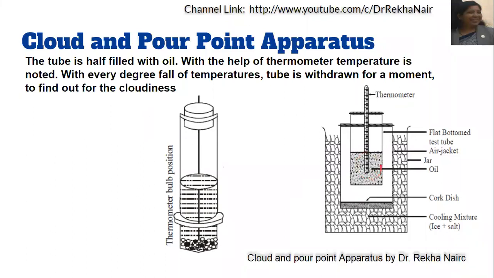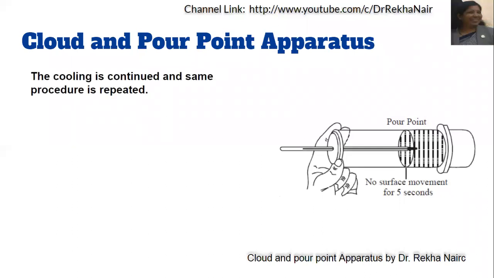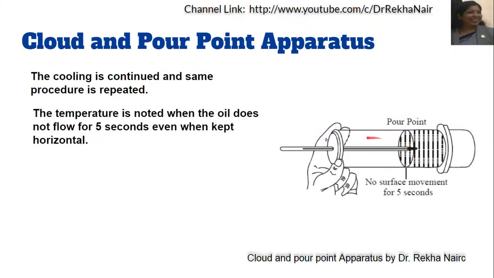The highest temperature at which it starts giving cloudiness or haziness is the cloud point. We still continue the cooling, and the procedure is repeated. We take out the test tube and see whether the flow of the oil has stopped or not. We tilt the test tube to the horizontal position as shown in the figure, and we note the temperature at which the oil does not flow for 5 seconds. That temperature is the pour point.